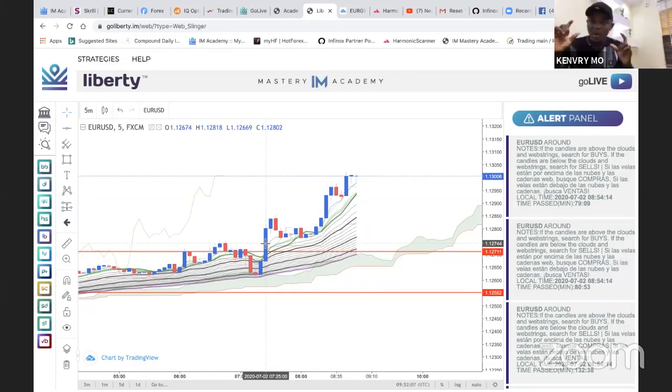Anytime you see it breaking the sling, you can enter, or you can wait for a close. You see a build-up of a strong candle coming like this, and you see it breaking the sling. So this is short, closed.